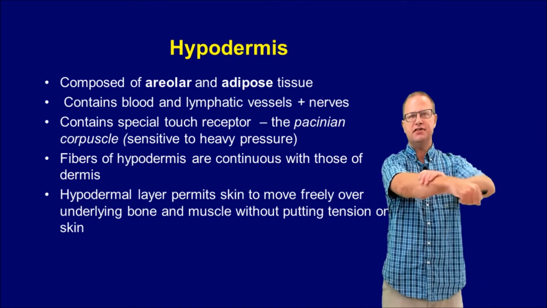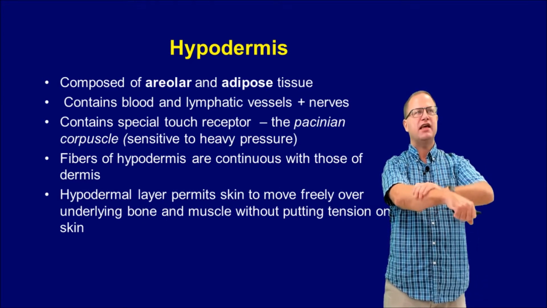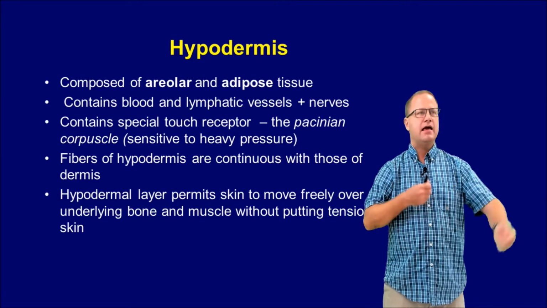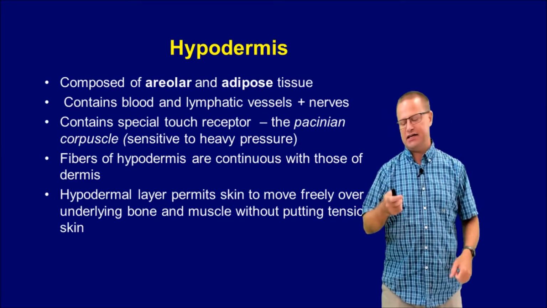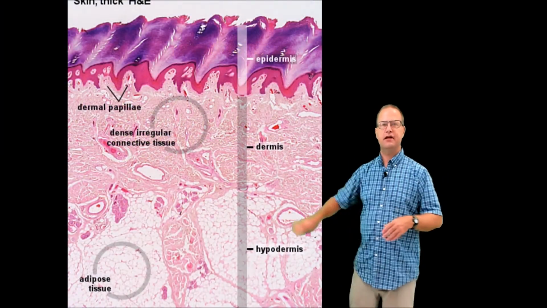So if you ever gave yourself one of those when you were a kid, that is literally the dermis and epidermis sliding over the hypodermis. The hypodermis allows a little bit of movement and allows the muscles to move without moving the skin directly. Okay, here we can see a thicker section of the skin that includes the hypodermis.